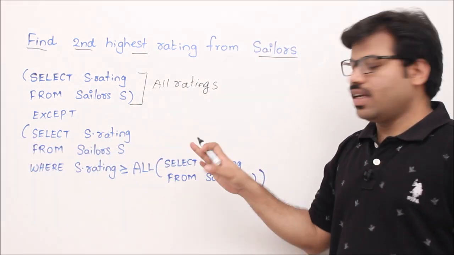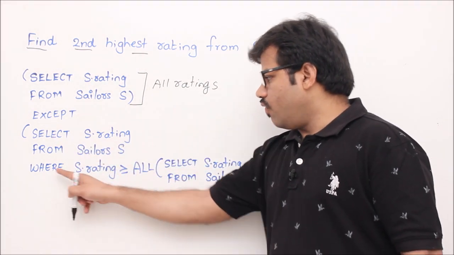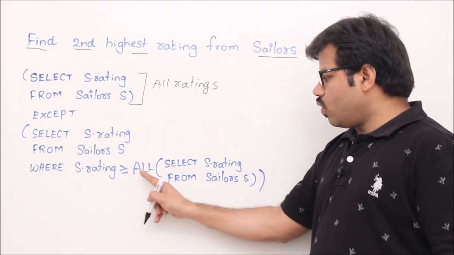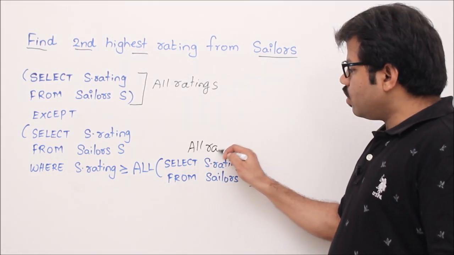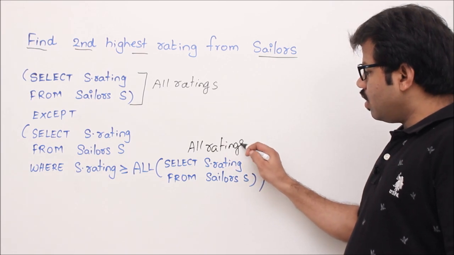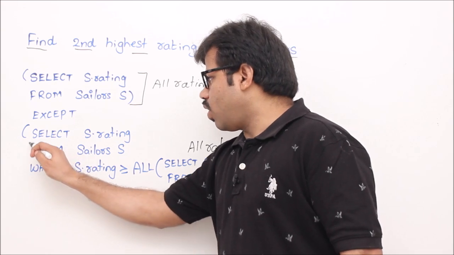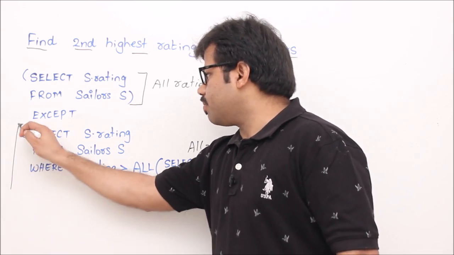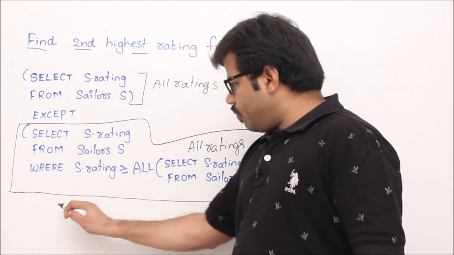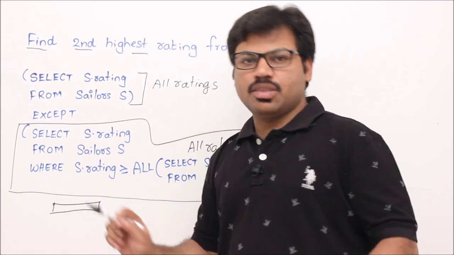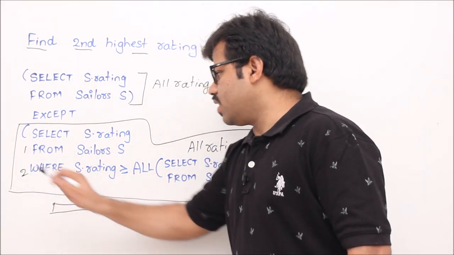So why it computes the highest rating, we have already seen this query. Select rating from sailors where that rating is greater than or equal to all the ratings. This is again all the ratings, right? I am talking about this query, only this part. First we focus here. Take every sailor. We got experience by this time, correct? So we take every sailor and we evaluate the where condition.